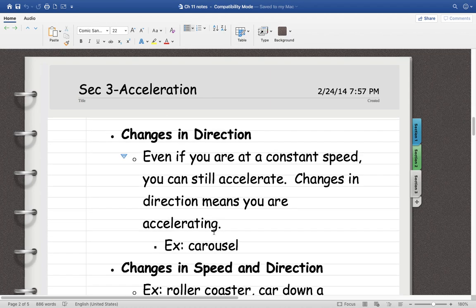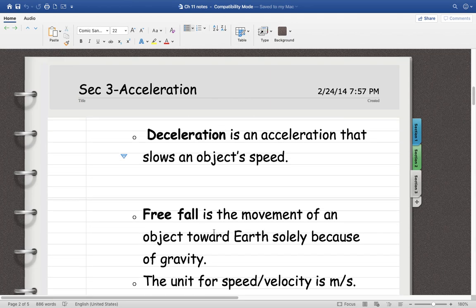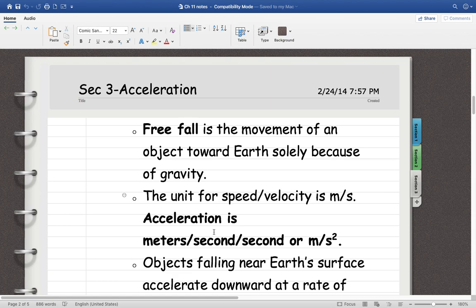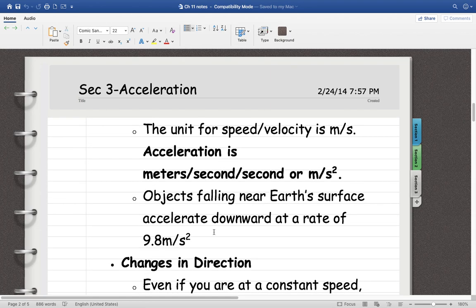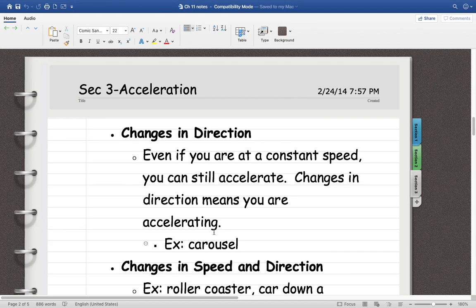All right, the next one is changes in direction. What we just talked about was the way you can change in speed. You can speed up, you can slow down, or you can stay the same, which is 0 acceleration. The next one is changes in direction. Even if you're at a constant speed, you can still accelerate. Changes in direction means you're accelerating.